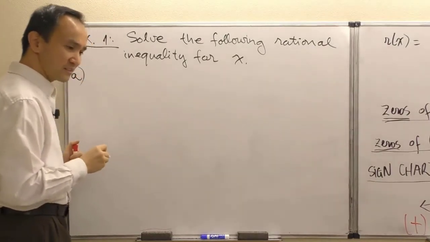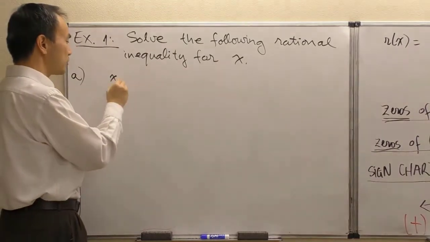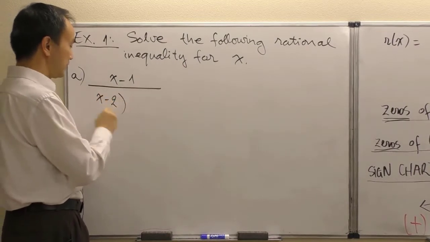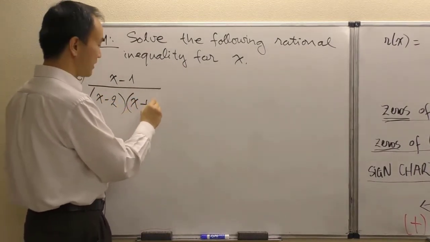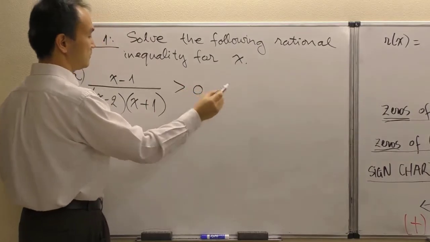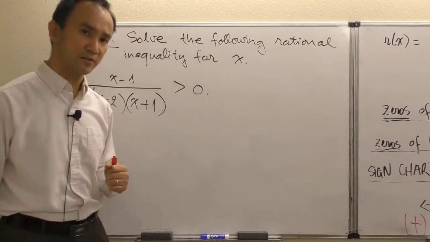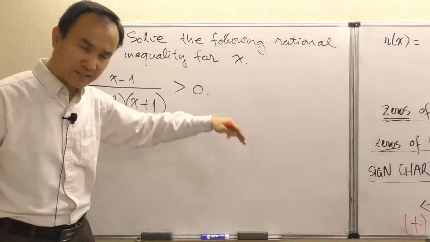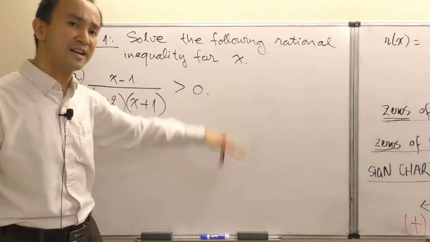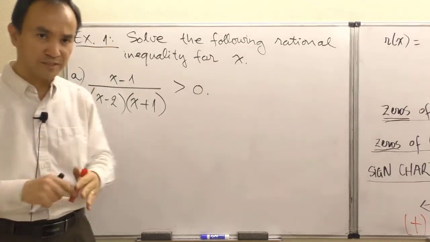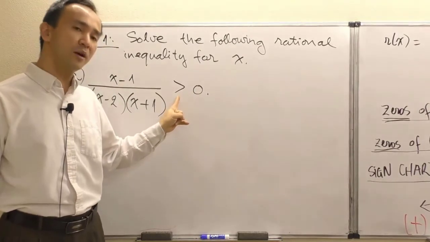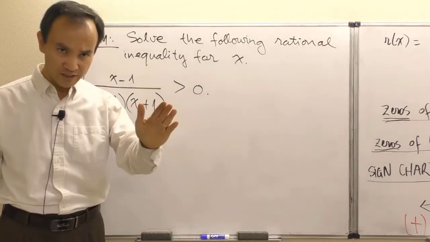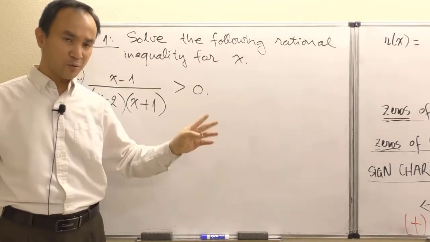How about let's look at the following inequality. How about x minus 1 over, and then here I have x minus 2 times x plus 1, and I want this to be greater than 0. Greater than 0. Okay, and again, so you can see ahead of time a little bit that my intention is that the entire example 1, as one class of problems, we only focus on those inequalities where there's no equal sign involved. Okay, just strict inequality, either a greater than or a less than.